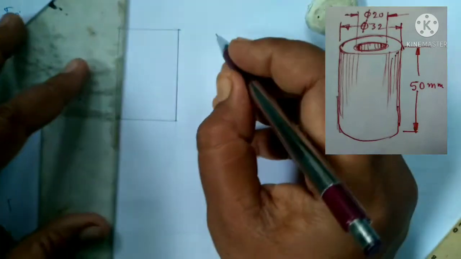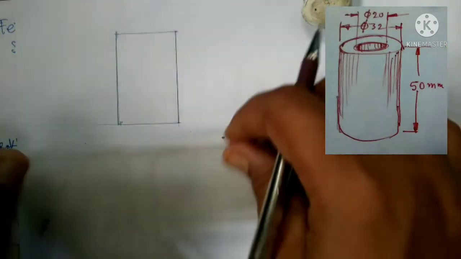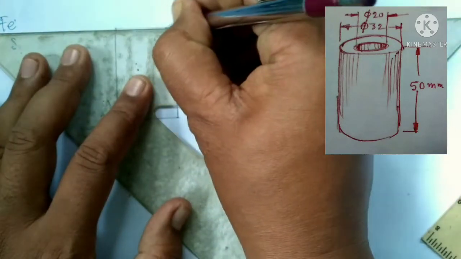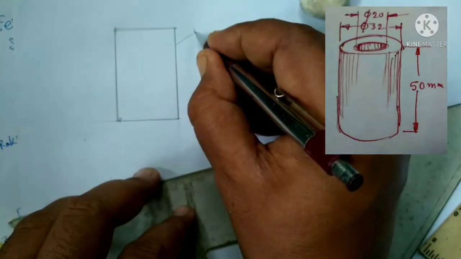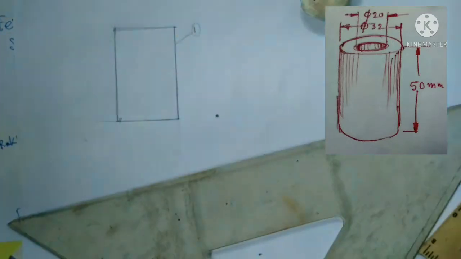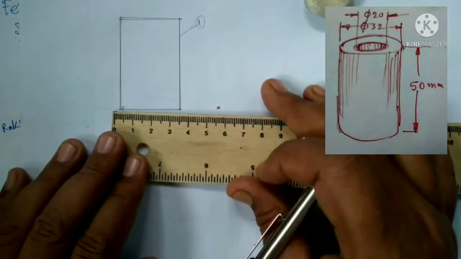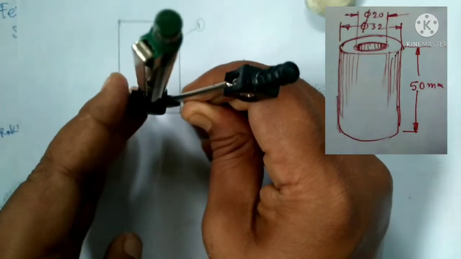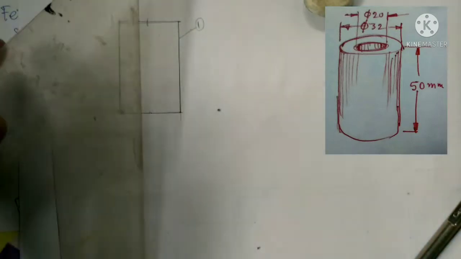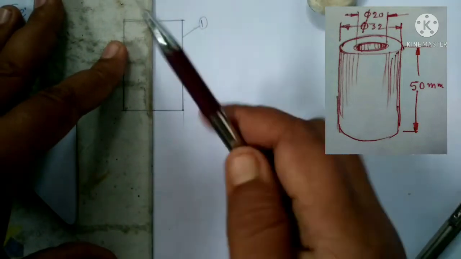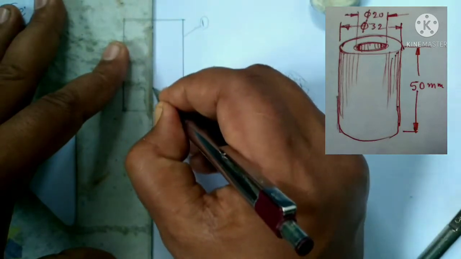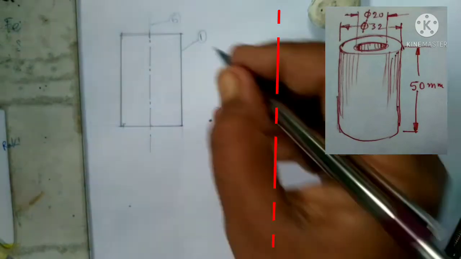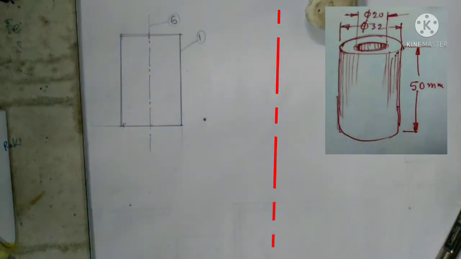To draw an object line or a thick line, apply more pressure on the pencil. This line is the object line, that means a continuous thick line. Now we will draw the center line, which will pass through the midpoint, and the line will be short dashed, long dashed, again short dashed and long dashed, like this.